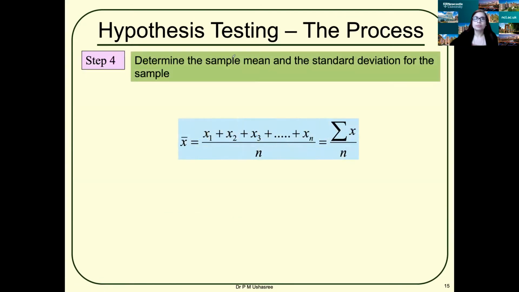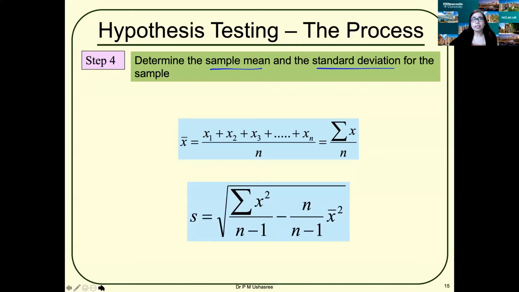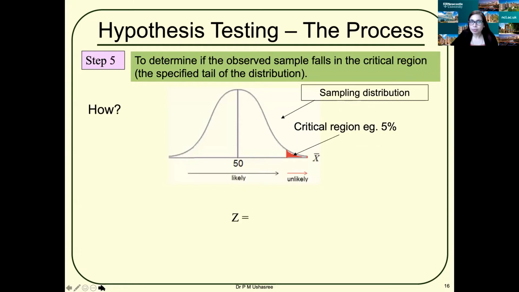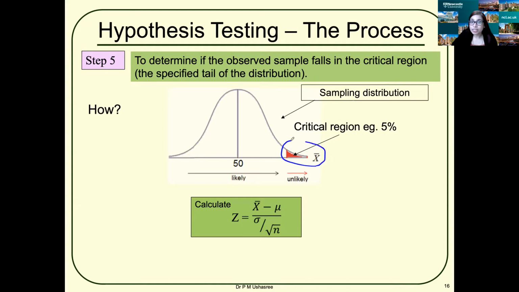Okay, step 4. We have to determine the sample mean and the standard deviation for the sample. And you know how to do that. We did that in week 1. So you can calculate the sample mean and standard deviation using the formula from the sample. Okay. Step 5. Now is the real problem coming. To determine if the sample mean falls in this critical region, because we need to see whether our sample mean lies in this region. If it lies in this region, reject the null hypothesis. If it lies in this region, accept the null hypothesis. So that is your rejection region.